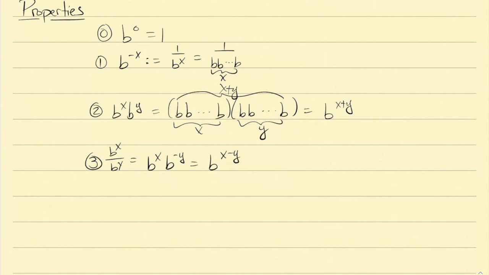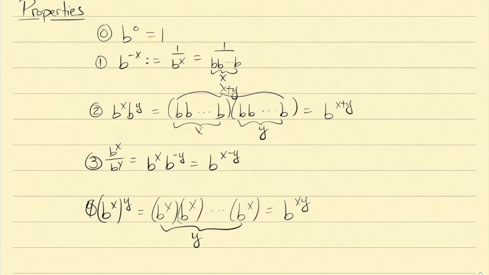Combining properties 1 and 2 together, we can see that if you take b raised to the x power divided by b raised to the y power, that's the same thing as multiplying b to the x by b to the minus y. Number 2 says that when we multiply two exponentials with the same base, we add the exponents. X plus negative y is the same thing as x minus y.